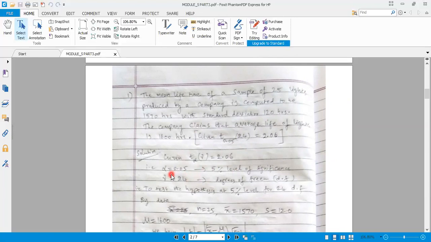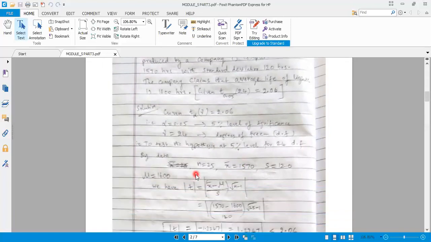Now, what is the data given? Alpha is the 5% level of significance, and the degrees of freedom is 24. We have to test the hypothesis at 5%. So what is the data given? n equals 25, the size of the sample, the sample mean x bar is given, the standard deviation is given, and the population mean is given. So use the statistic t equals x bar minus mu divided by s divided by the square root of n minus 1.